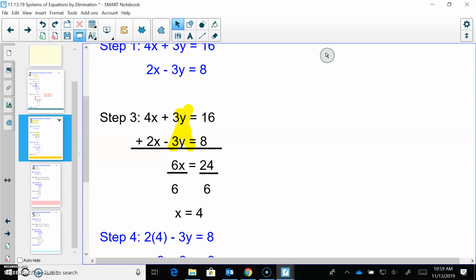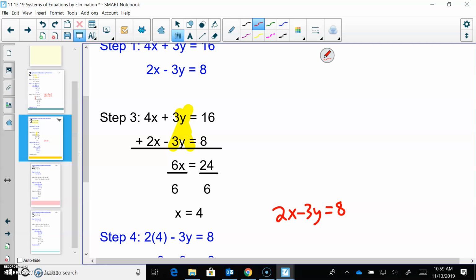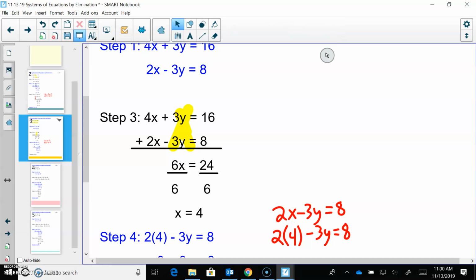Okay? So then I have to take that x equals 4 and substitute it into one of the original equations. I substituted it into the second equation, which was 2x minus 3y equals 8. Because I know what x is, instead of x, I'm going to substitute what x was, which is 4, so 2 times 4 minus 3y equals 8. As you can see in step 4, that's pretty much what I did.